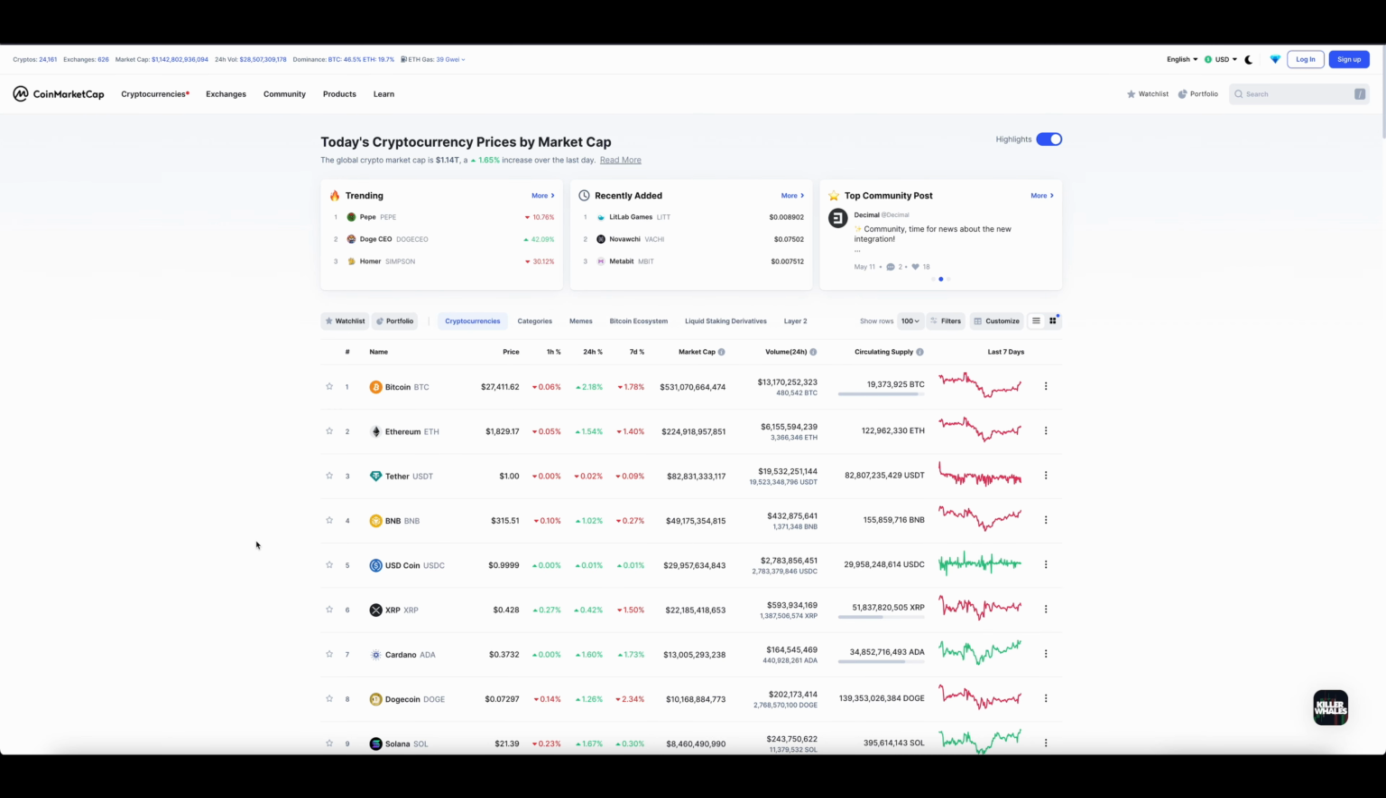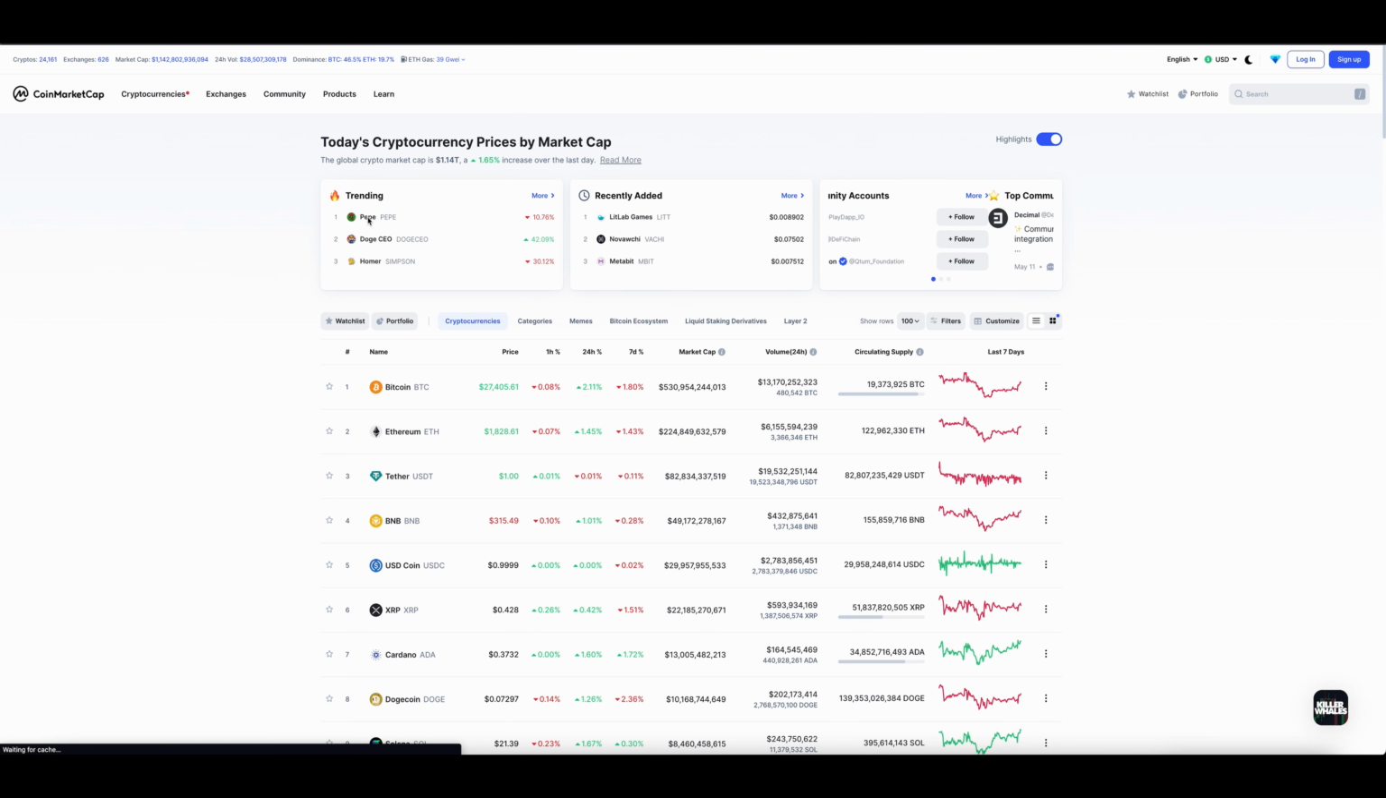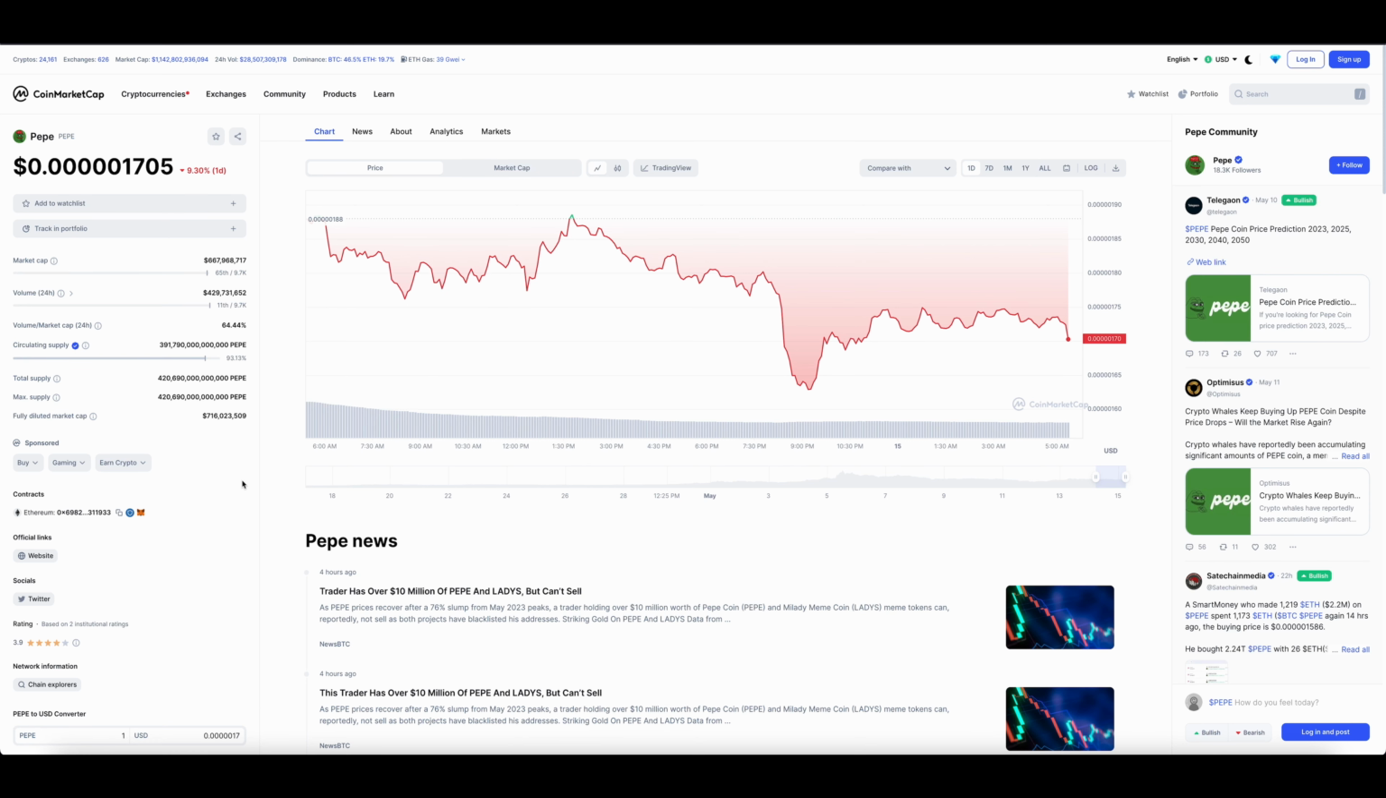It's the 15th of May. Taking a look this morning at PEPE coin on the meme coin watch this morning. So we'll take a look at PEPE. We are on coinmarketcap.com. The trending list at the top here, we have PEPE at number 1 and Doge CEO number 2. Haven't heard of that one, but anyways, we are looking at PEPE this morning. So let's take a look at that, see what's going on here.